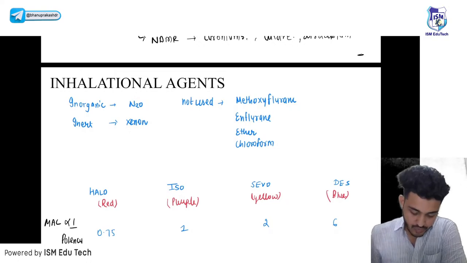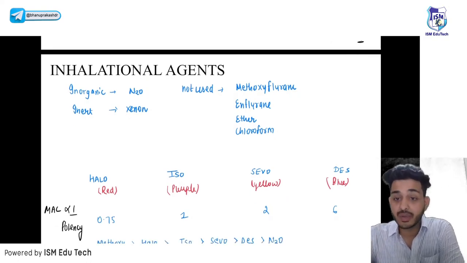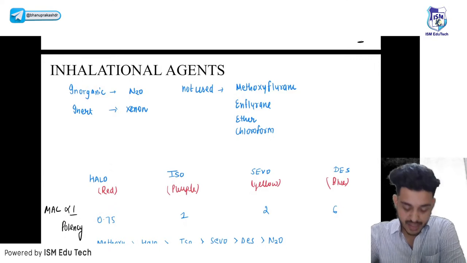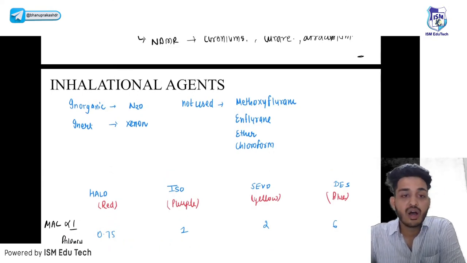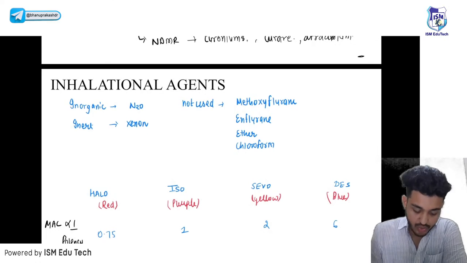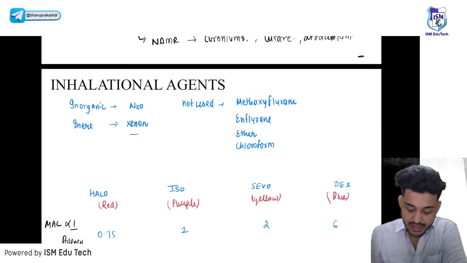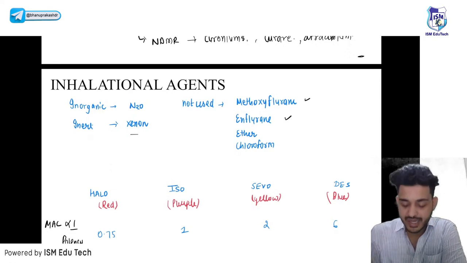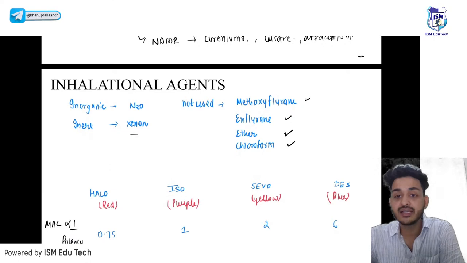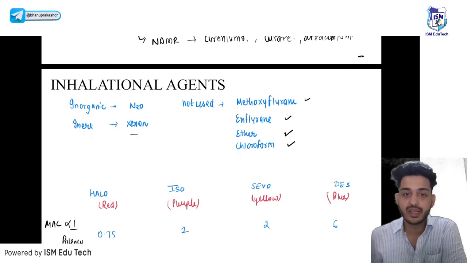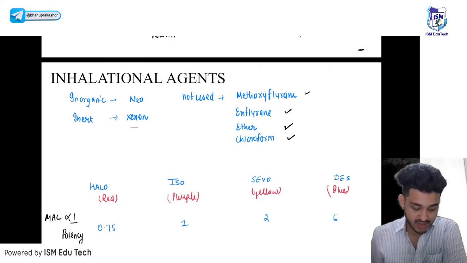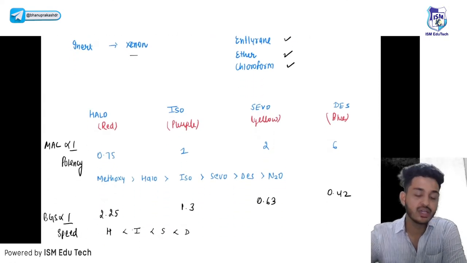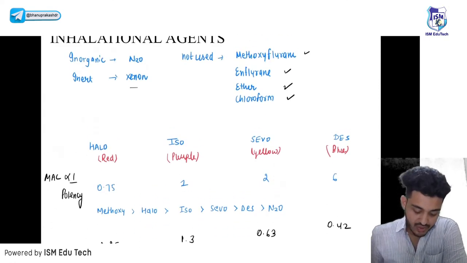First thing, look here, we have nitrous oxide. Remember I told you there was a scientist who tried to use nitrous oxide for swells, right? Second, xenon is an inert substance. Third, these are not used: methoxyflurane, fluorine, ether, and chloroform. They are highly flammable, so we cannot use them for surgeries, right? So we need to see the inhalational agents.